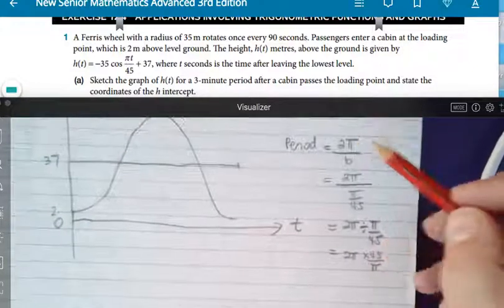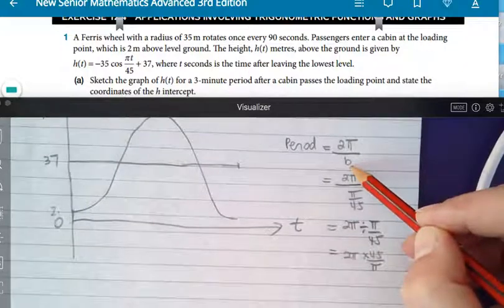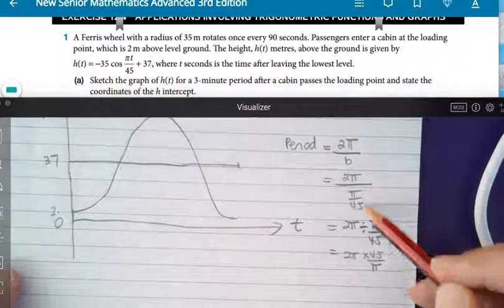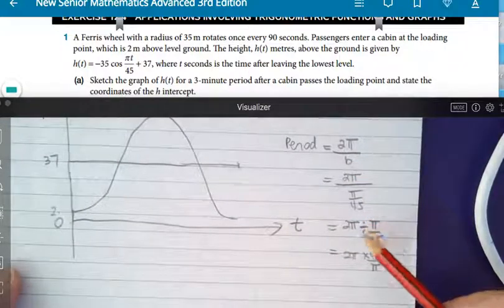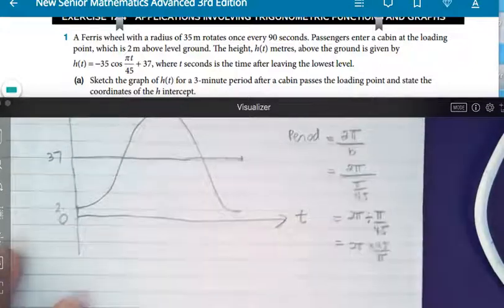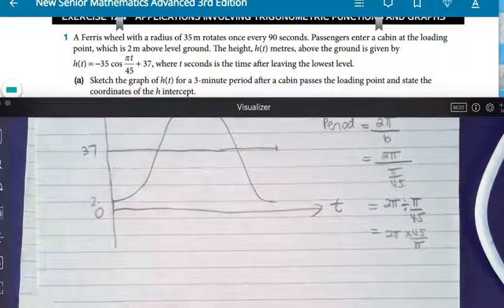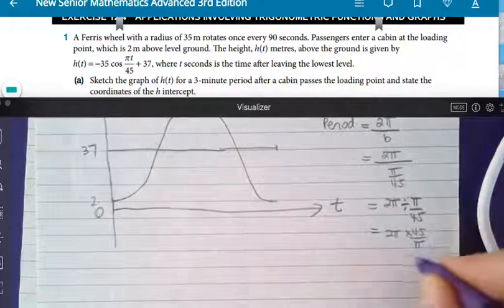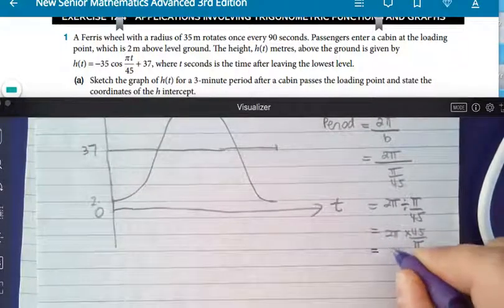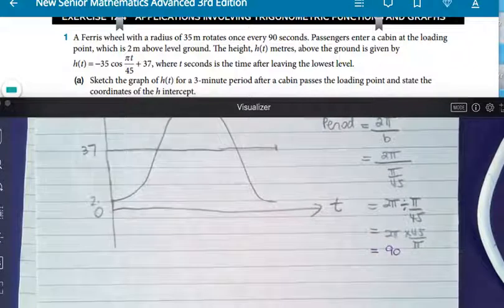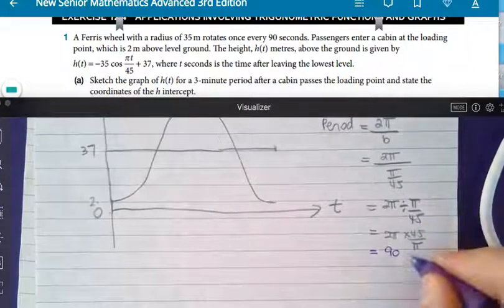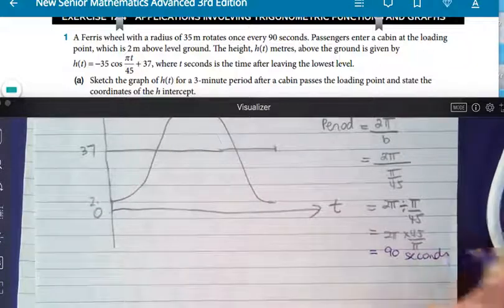So the period will be 2 pi divided by the coefficient of normally what x is, 2 pi divided by pi on 45. So write it as a division, and when you divide by a fraction, you multiply by the reciprocal, which is what? The pi's cancel. What have I got? 90. Now, time is in what? Seconds. 90 seconds is your period.